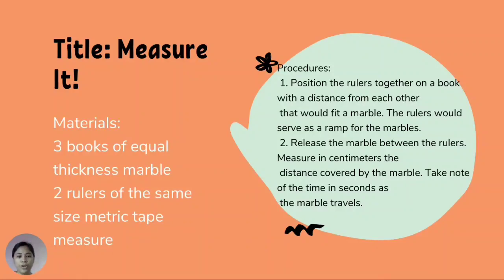Position the rulers together on a book with a distance from each other that would fit a marble. The rulers would serve as a ramp for the marble. Release the marble between the rulers. Measure in centimeters the distance covered by the marble. Take note of the time in seconds as the marble travels.